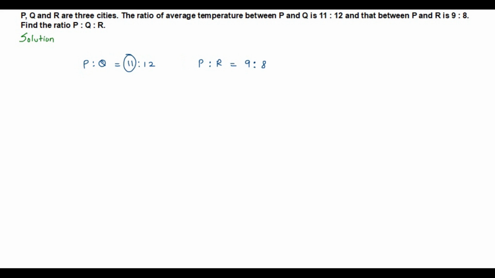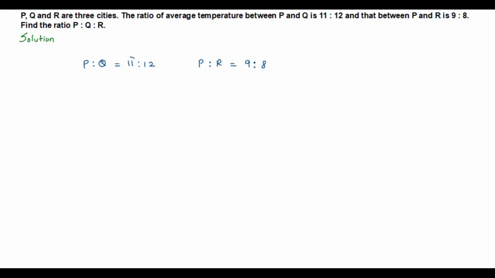So usually in the given two ratios, the values corresponding to the term which is found in common will be different. So our work is to make them to be same. So in this case, the values corresponding to P in the first ratio and second ratio are different. So they are 11 and 9. We have to make them to be same. So to make them to be same, what we need to do is we have to find the least common multiple of 11 and 9, that is 99.